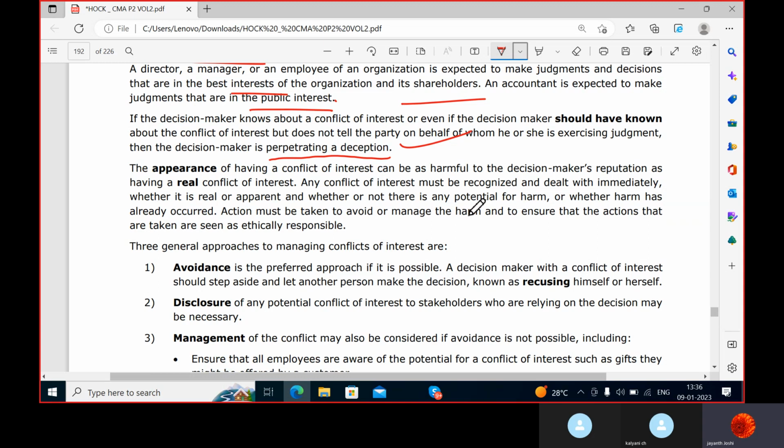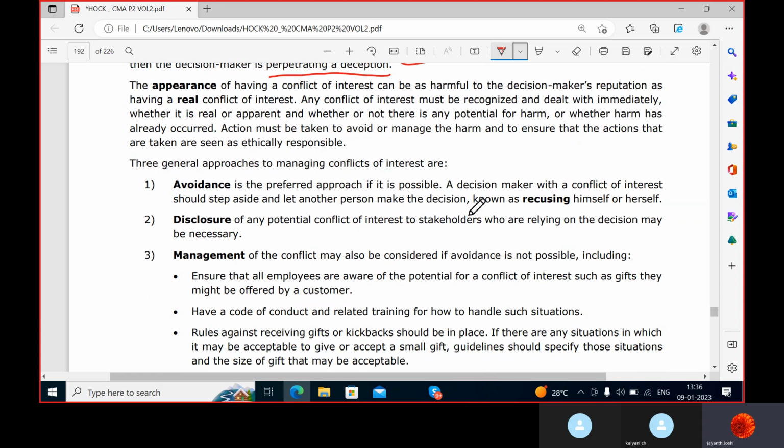See, if under pressure you take some decision which is not expected from you, and it is known that you would not be taking that one, and if you still take some decision which is not good for the shareholders, which is harmful for the shareholders, then it will harm your reputation.